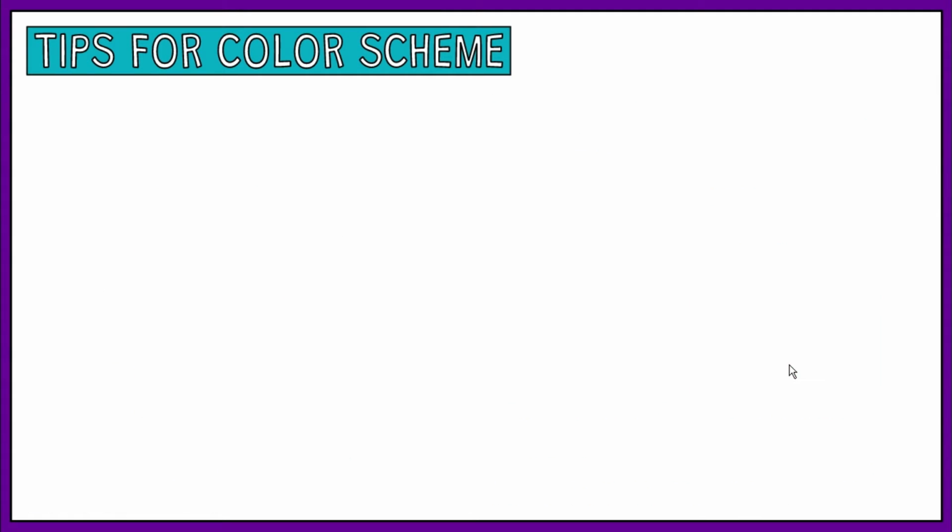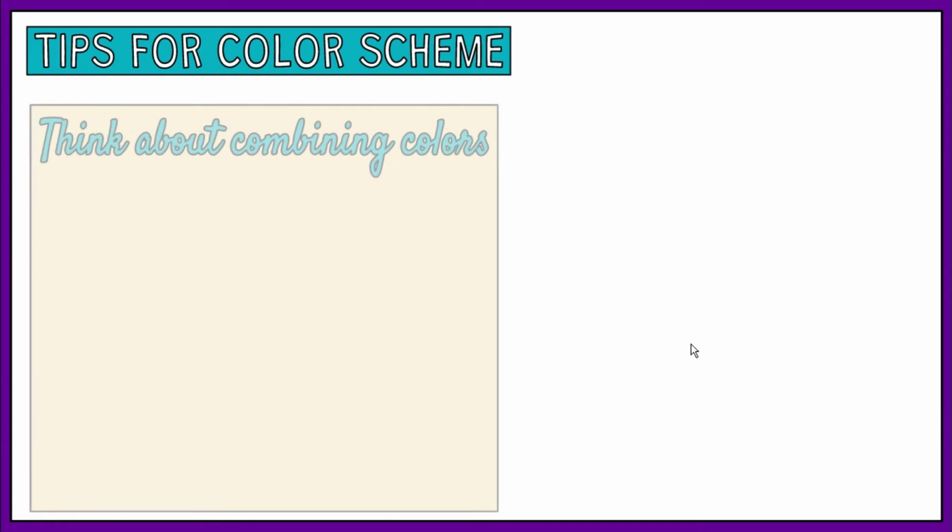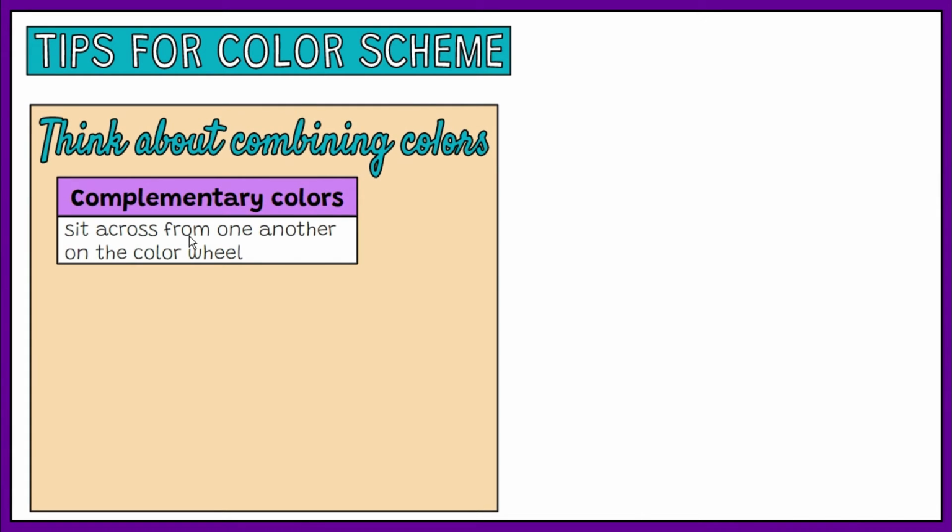Think about combining colors. Color theory is great at telling us what colors work well together. Here are three main color combination ideas. Complementary colors sit across from one another on the color wheel. A complementary color combination will be composed of one warm color and a cool color. Red and green are one popular complementary pair.